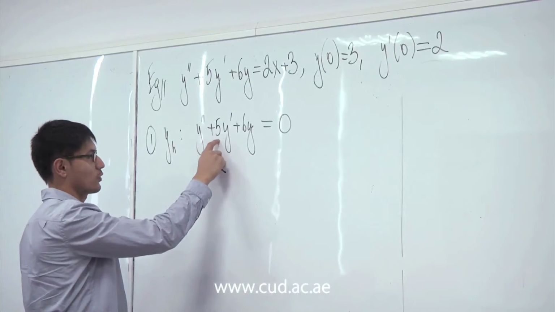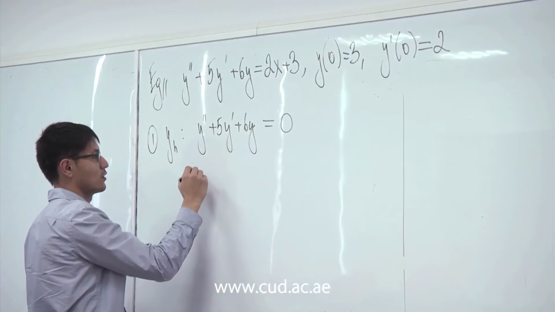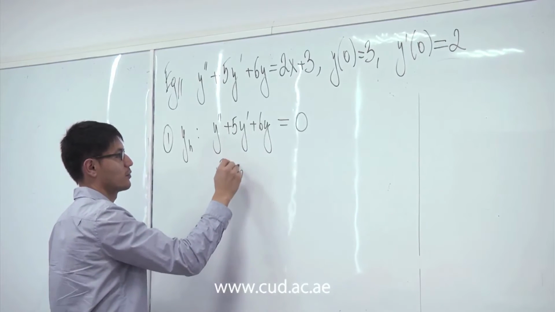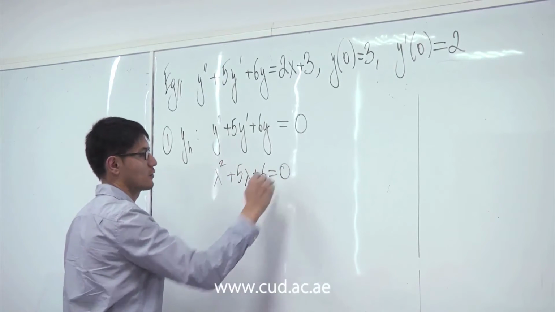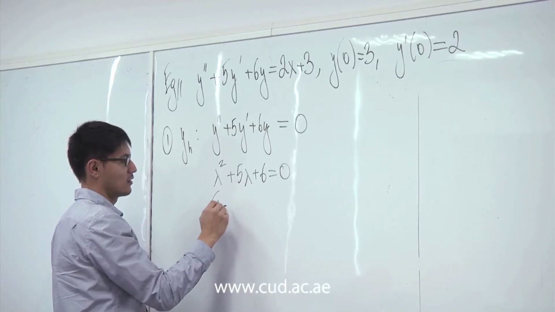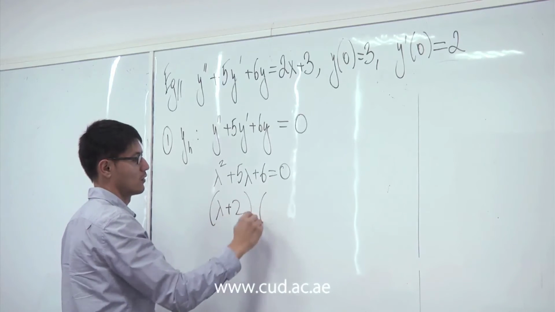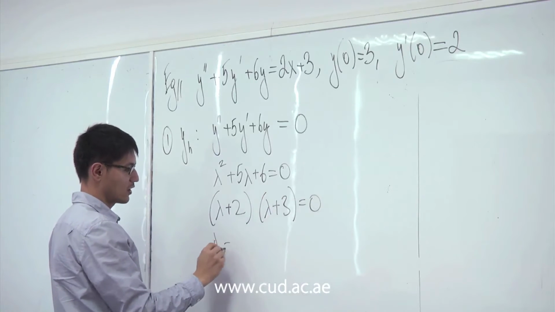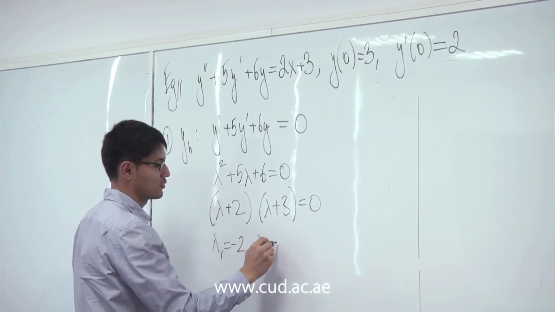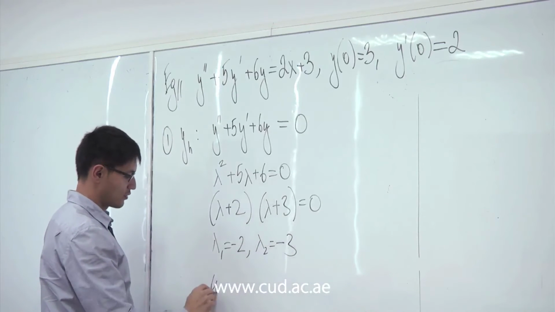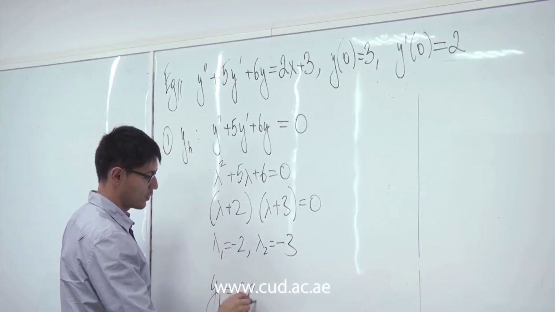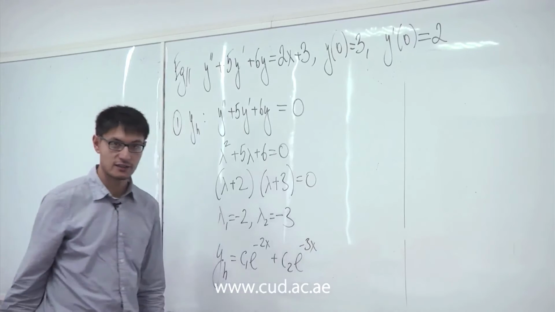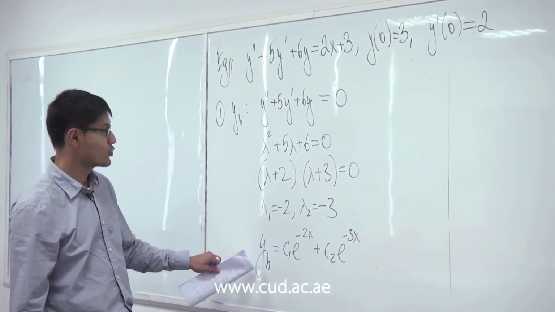Again, this is a second-order equation with constant coefficients. We solve it by solving the characteristic equation, lambda squared plus 5 lambda plus 6 equals 0. I can factor this, lambda plus 2, lambda plus 3. So we get 2 roots, lambda 1 equals negative 2, lambda 2 equals negative 3. So our solution, y h, is c1 e to the negative 2x plus c2 e to the negative 3x. All right, so we found the homogeneous solution.